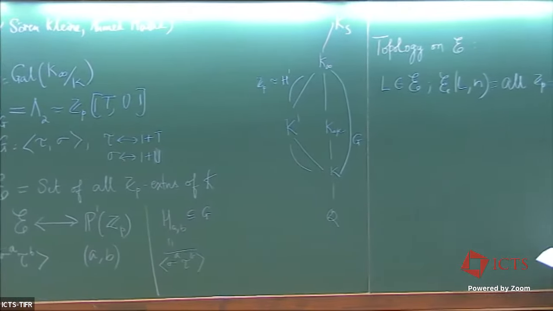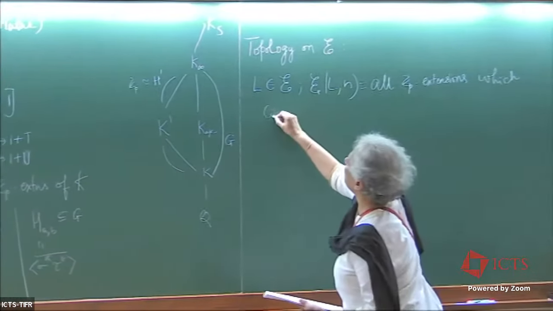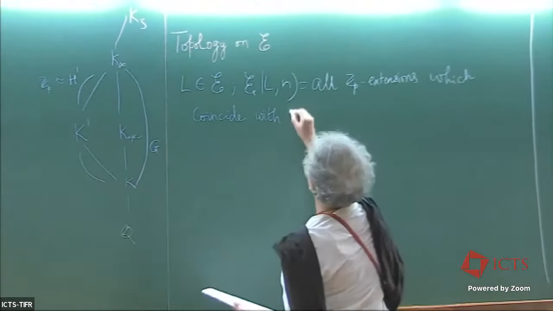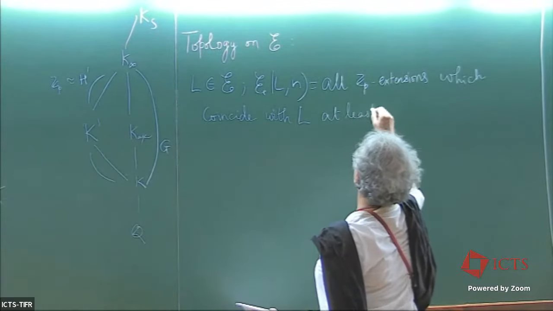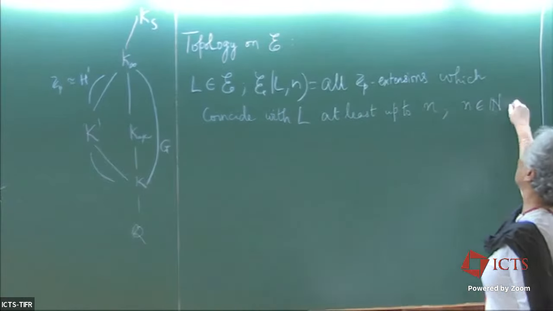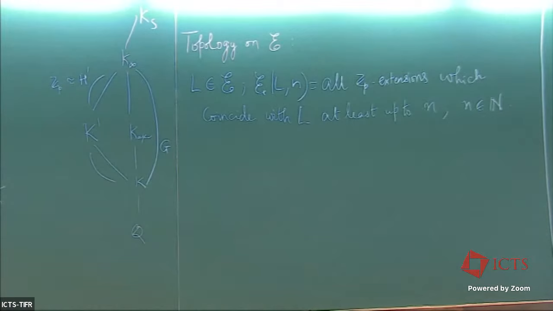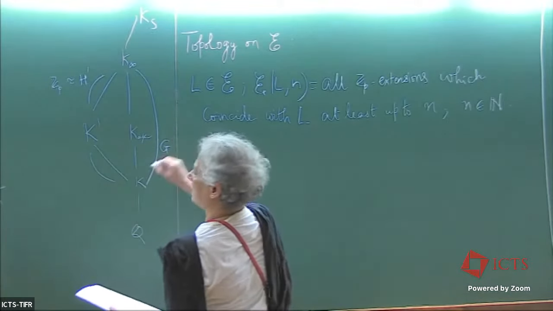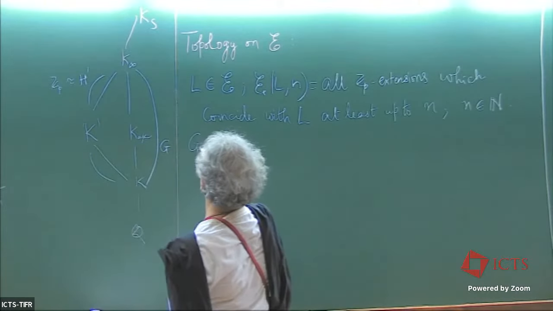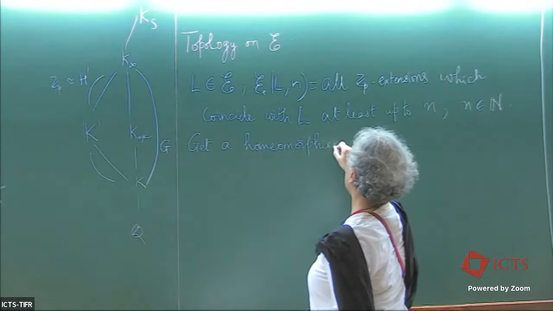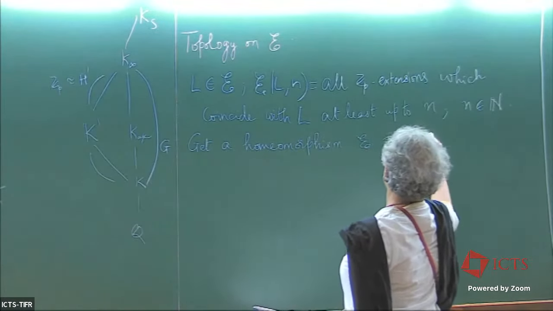So which coincide with L, with the extension that you have, at least up to n, up to this integer n. So n is a natural number. So this gives a topology on the set of all Z_p extensions around L, and this forms a base of the neighborhoods. This is what Greenberg considered. And with this it actually becomes a homeomorphism, from E to P^1 of Z_p.